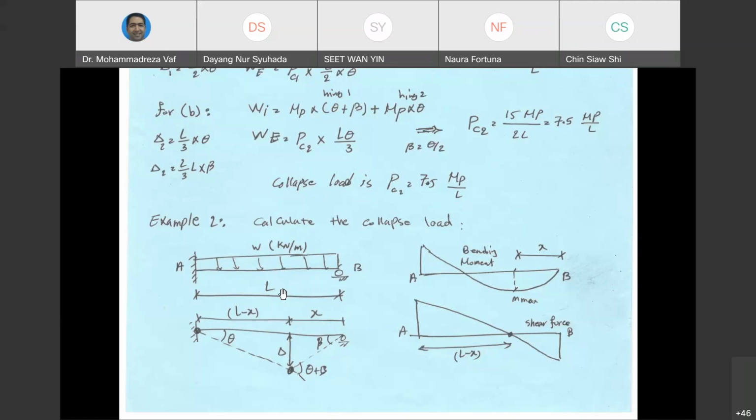So the location of these 2 plastic hinges should be determined. Of course, one of the locations is going to be at support A because the bending moment here is basically the largest. However, the location of the second plastic hinge cannot be easily distinguished.